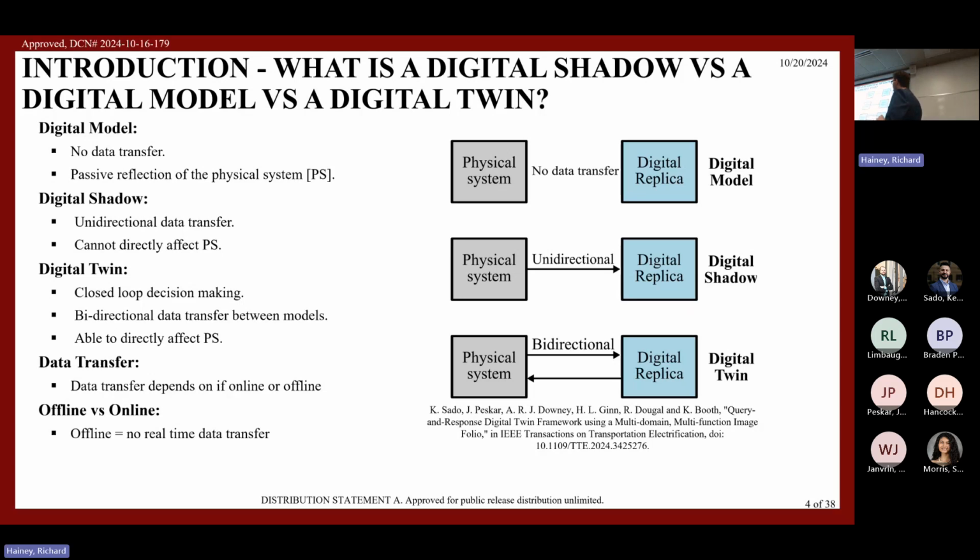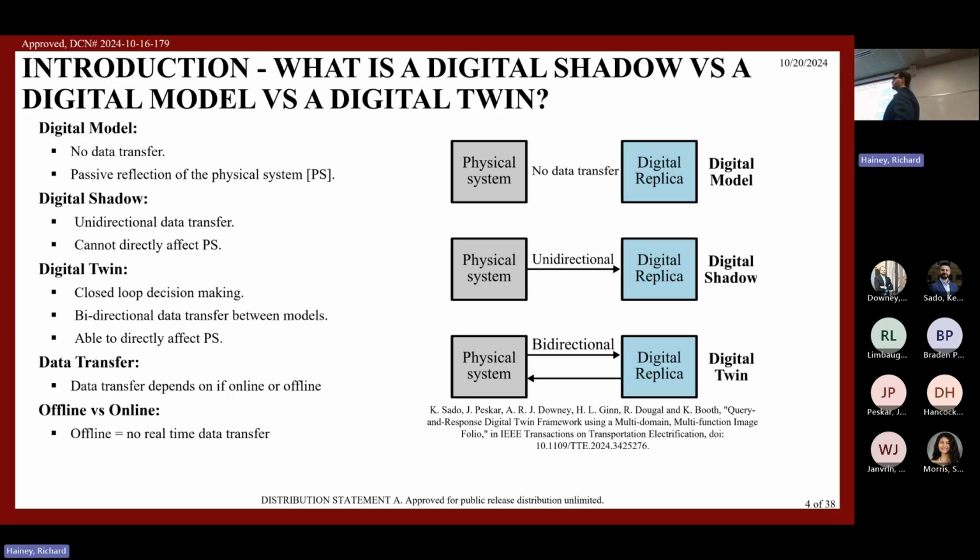building up a digital twin isn't just one go. You can build a digital model, you can build a digital shadow, and like I said, you can build a digital twin. The difference between all of these is essentially how they interact with the physical system. In a digital model, there's no data transfer between them. It's just a simple simulation slash model of the physical system.